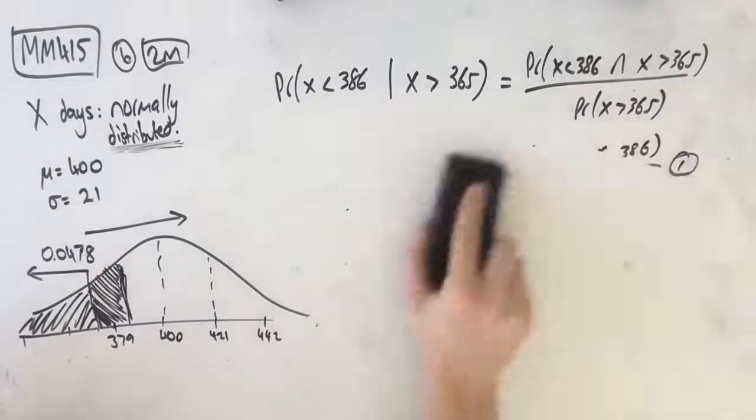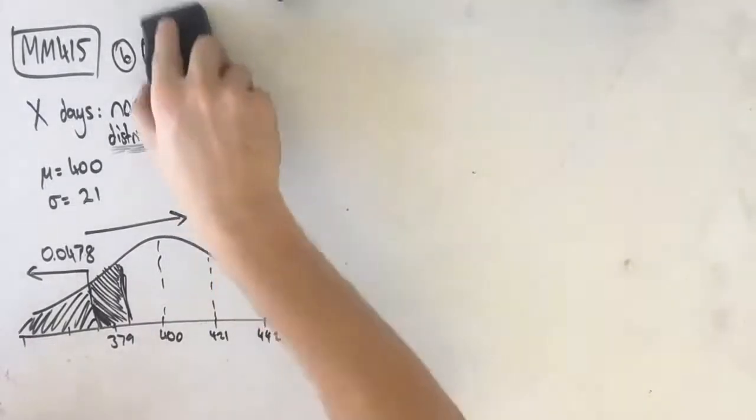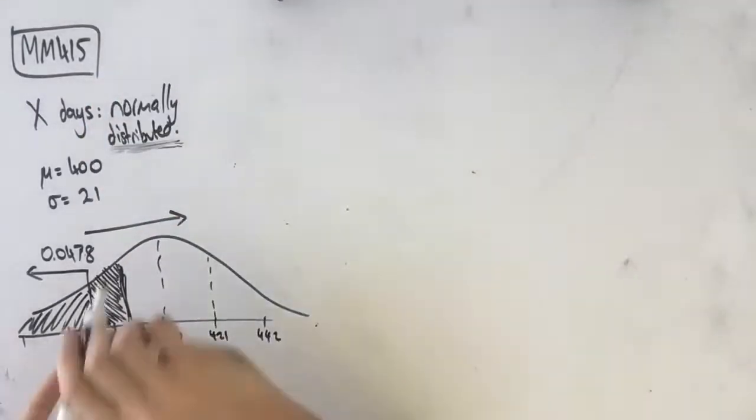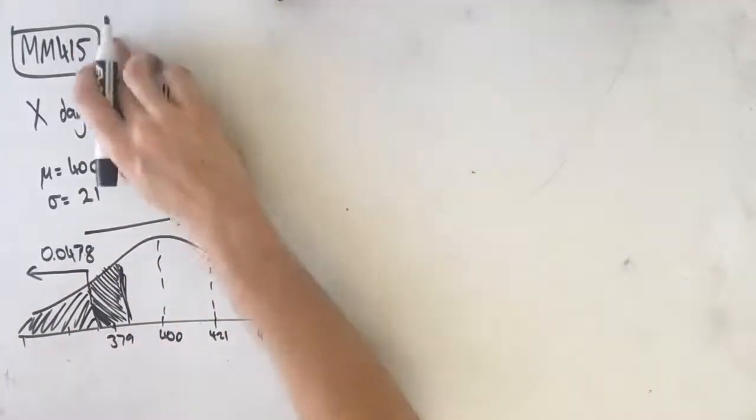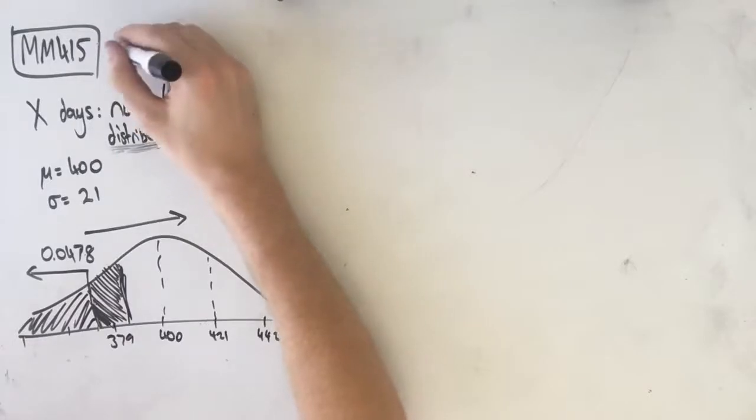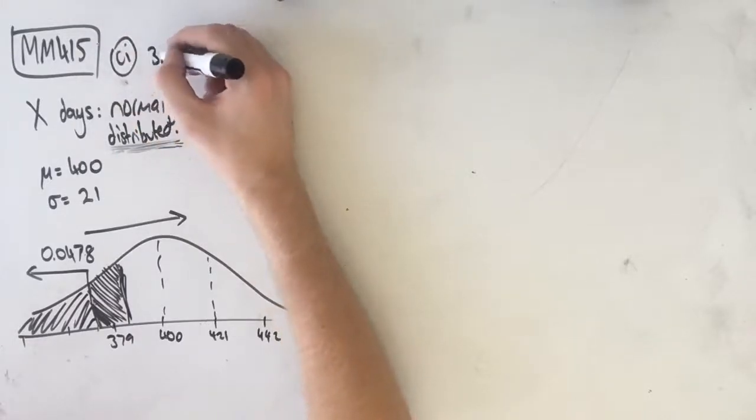Now part C is a 3-mark question and can be quite tricky if you're not used to them, because this is a stats question, which is the new study design, so there's potentially not that many practice questions out there for this. So C1, 3 marks.